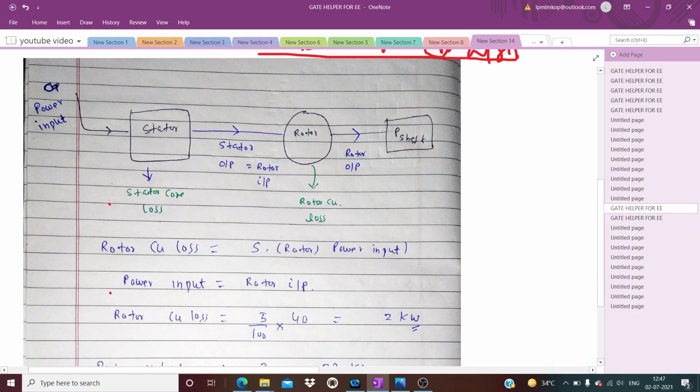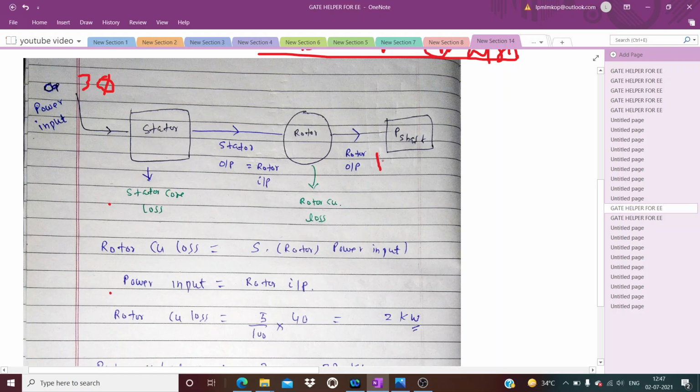This is the induction motor stator, in which a three-phase supply is given. Okay, so in this stator we have two losses, stator core loss and copper loss. Okay, then the stator output is nothing but the rotor input. Okay, so the rotor also has two losses generally. We'll neglect rotor core loss, rotor copper loss, and then we have the rotor output.